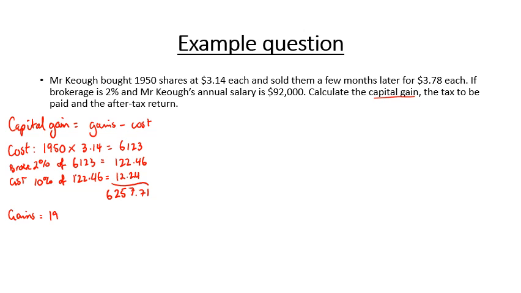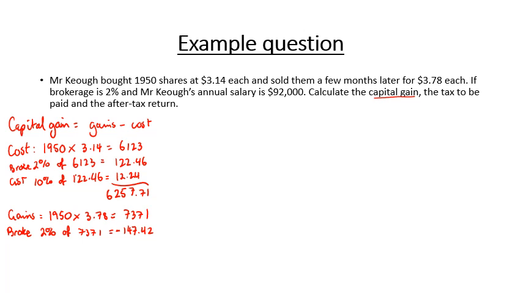Again, we've got our number of shares, and we've multiplied this by our new price that we sold them for, which was $3.78. That's given us $7,371. All right, but then we have to take away the brokerage fee, which is now 2% of 7,371, which gives us $147.42. Now remember, we're taking this away, so I'm going to put a little subtract sign there.